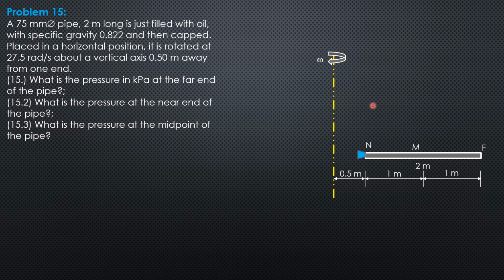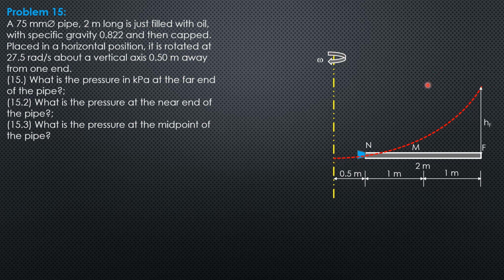So when rotated about this axis, the imaginary parabolic surface should intersect this vertical axis at its vertex, and it should pass through points of zero pressure or equal pressure. So it passes through the near end as shown.